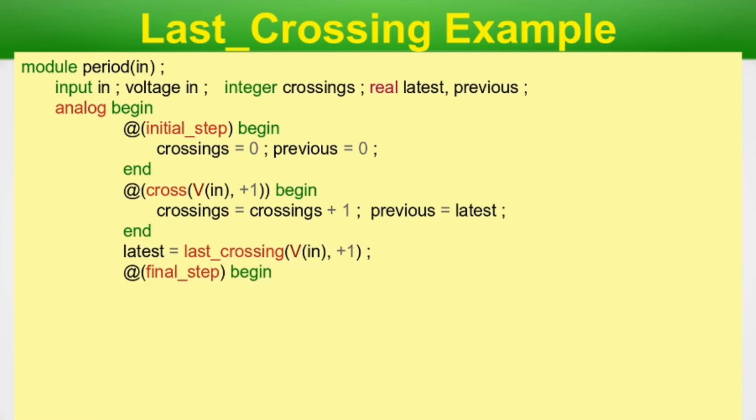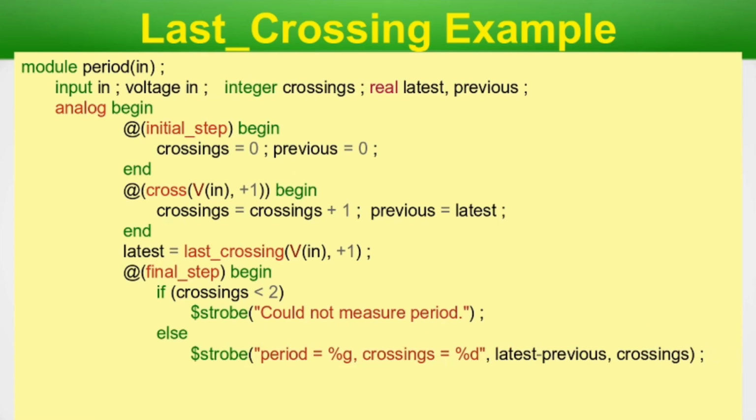Then at the final step, if crossing is less than 2, we could not measure the period. So here, let's see the next print statement. Here comes the else condition. Else the period and the crossing will be printed here. So once this crossing has happened more than once, then we will be able to measure the period, and in that case, this period and crossings will be printed. And we close the final step block with end, and we close our analog block with end, and then we close the module here.